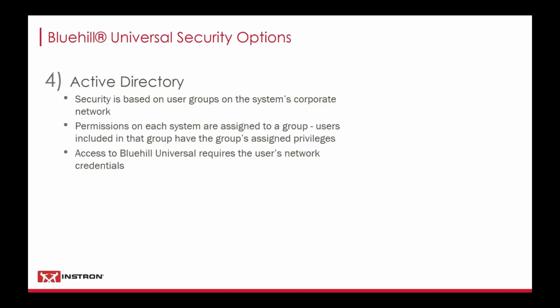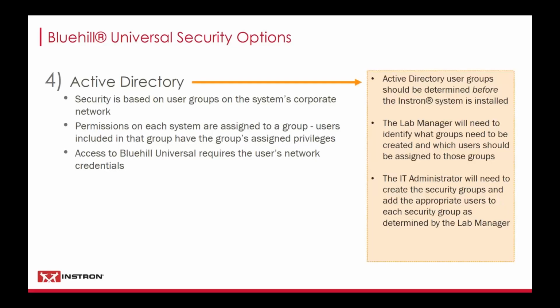So for example, if a laboratory has multiple Instron systems, individual users of the Instron system are added to groups on the corporate network. Those groups are then configured on each system using Active Directory, and that's pretty much it. So once those users are configured, you can now go to each Instron system and select the groups in the admin tab, and you're good to go.